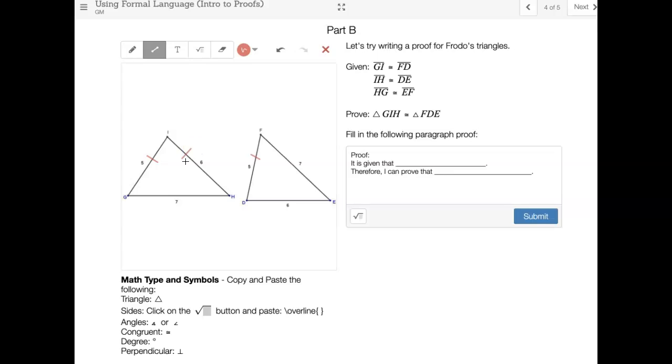IH, put 2 tick marks on this one because it's not the same as the other one. IH is congruent to DE, so 2 tick marks, or double tick mark if you like. It definitely has to have a different number of tick marks than the first pair. And the third pair here, HG is congruent to EF, triple tick mark. I'm going to put 3 tick marks on that one.